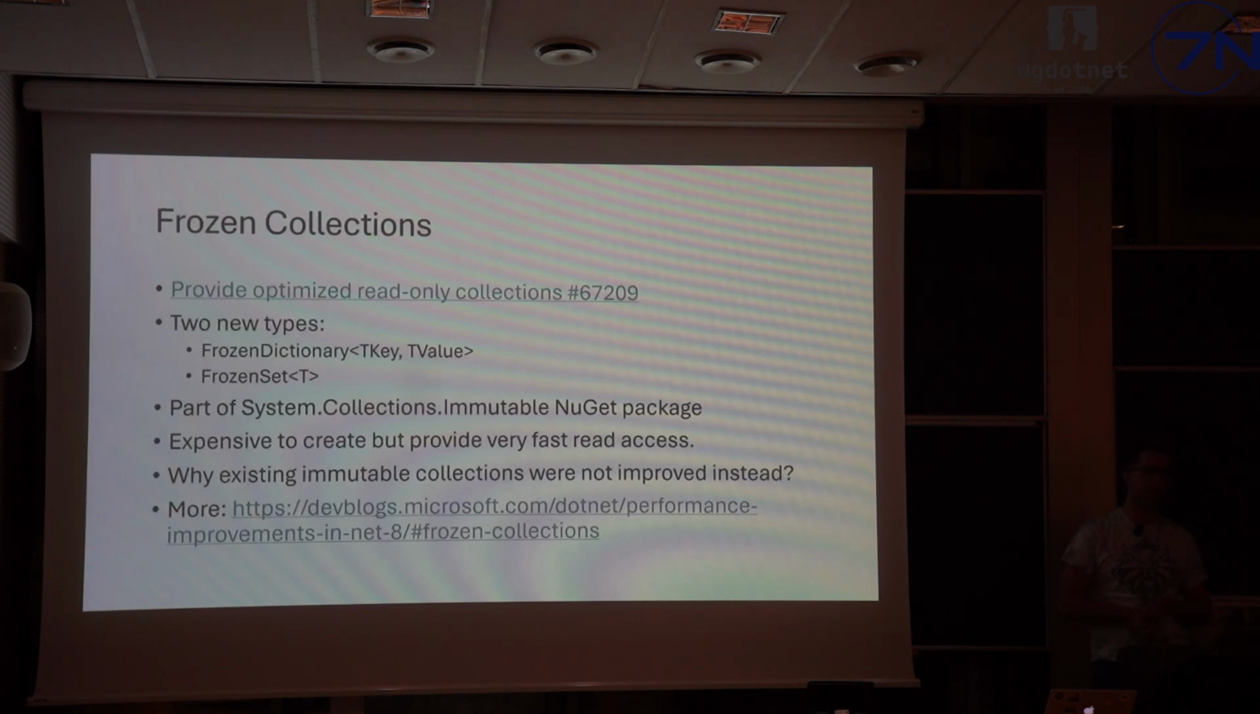The other thing is frozen collections. Have any of you ever used immutable collections in .NET? The problem with immutable collections is that they were designed mainly to solve one problem, namely collections that are immutable but can be easily extended by adding a new element. So they're immutable, but they expose an add method. And because of this contract, we were limited in terms of the performance improvements we could make.